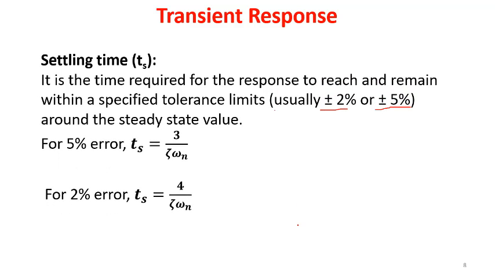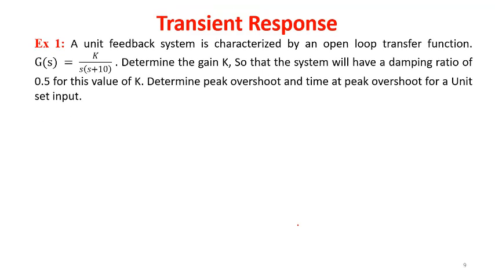Next we have the settling time. For 5% error, Ts is 3 divided by zeta into omega n, and for 2% error, Ts is equal to 4 divided by zeta into omega n. Using these expressions, we are able to solve some numericals. Let's solve a simple numerical.